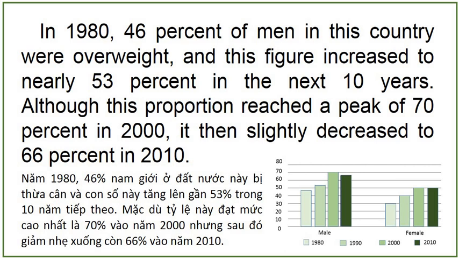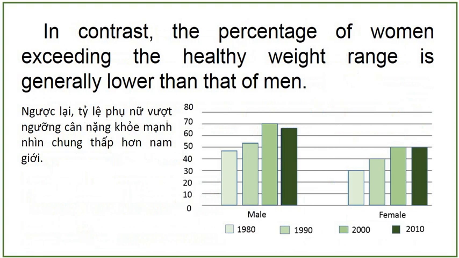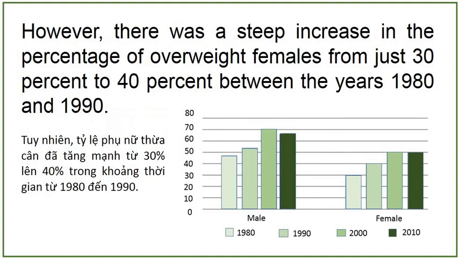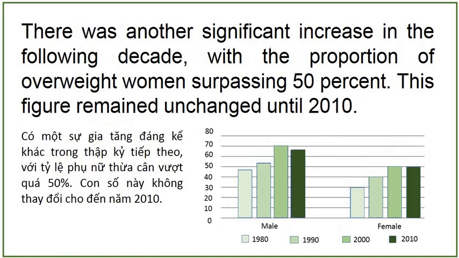2010. In contrast, the percentage of women exceeding the healthy weight range is generally lower than that of men. However, there was a steep increase in the percentage of overweight females from just 30% to 40% between the years 1980 and 1990. There was another significant increase in the following decade, with the proportion of the overweight women surpassing 50%. This figure remained unchanged until 2010.